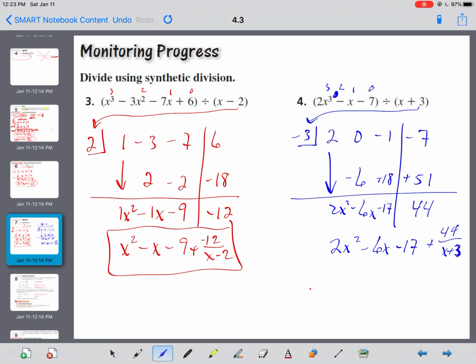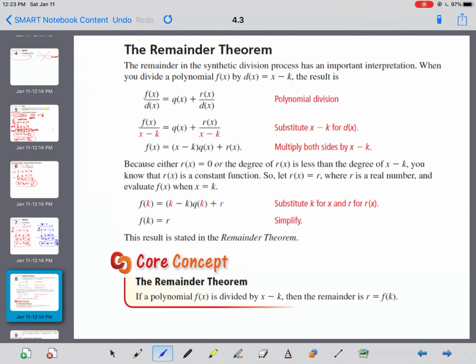Did not go in nicely. X plus 3 was not a factor. Okay. And we'll explain that a little more starting now.